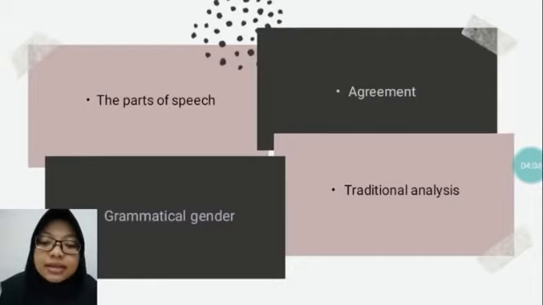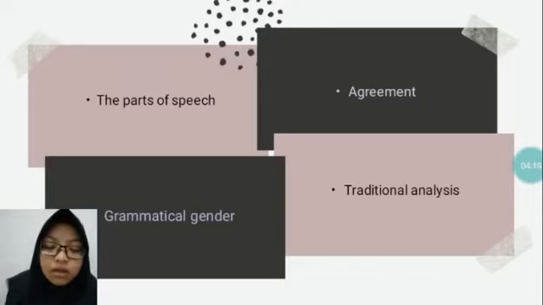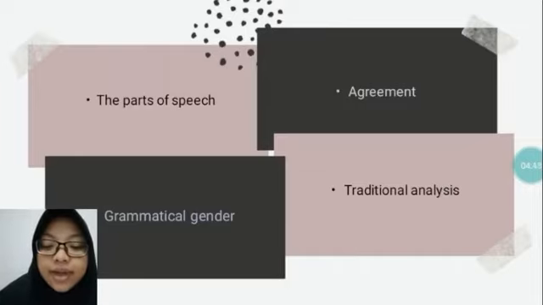Natural gender is based on sex, that's male or female. Grammatical gender is a very important category for the description of a number of languages, including Latin, but not for another language such as English. Okay, next is traditional analysis.